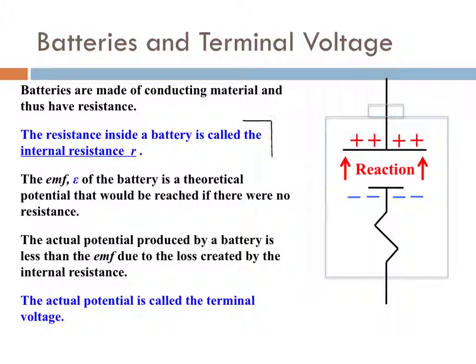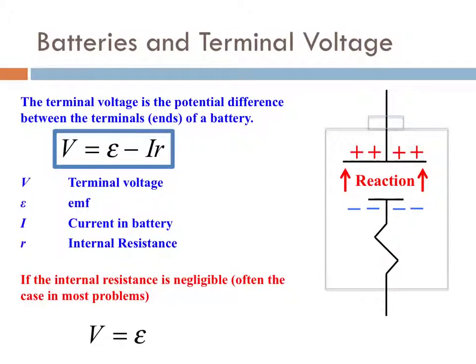This part you do need to write. The EMF of the battery is a theoretical potential that would have been reached if there were no resistance. The actual potential produced by a battery is less than the EMF due to the loss created by the internal resistance. The actual potential is called the terminal voltage. Now, again, everything in color is important. The terminal voltage is the potential difference between the terminals, or the ends, of a battery.